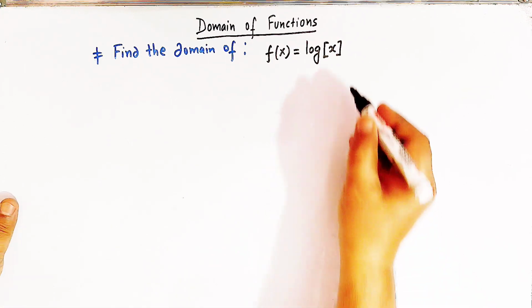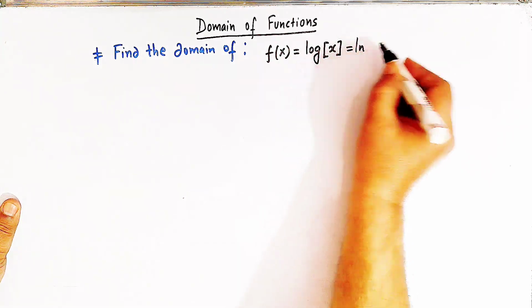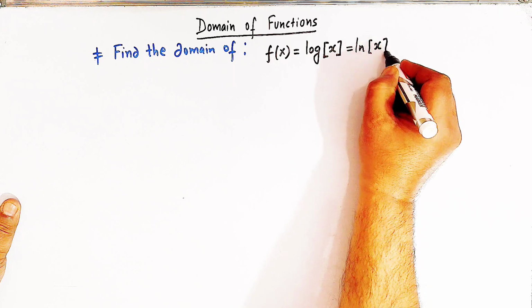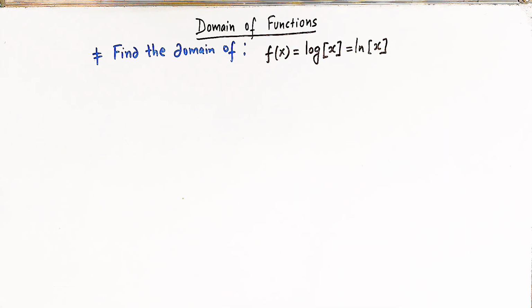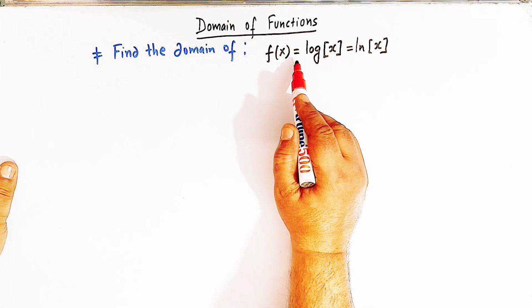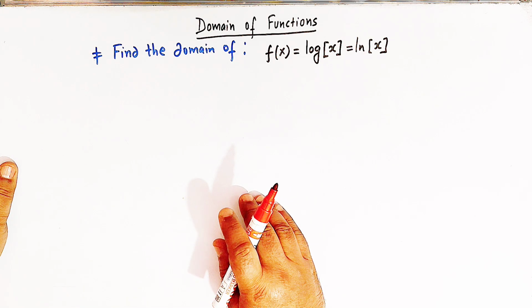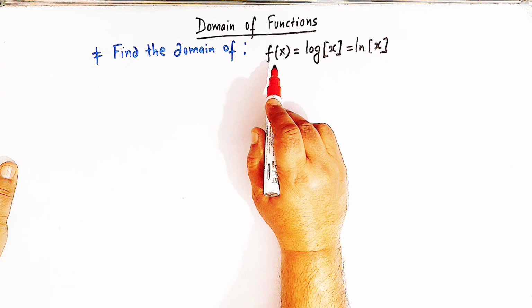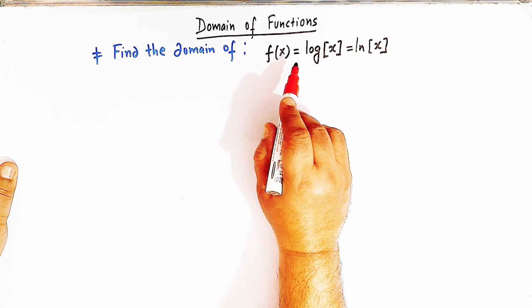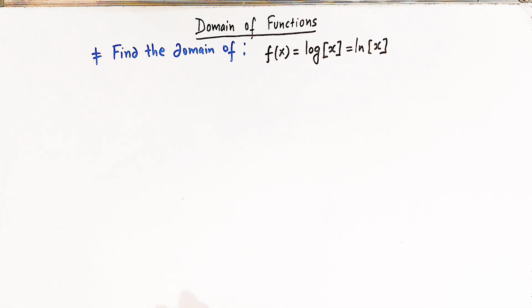So the function log of greatest integer of x can also be written as ln greatest integer of x, right? So let us start. To get the domain of this function, we'll make use of the definition of the greatest integer function, and we'll also draw some important conclusions to arrive at the domain. Let us take these important points one by one.